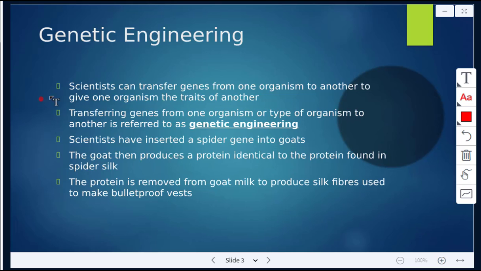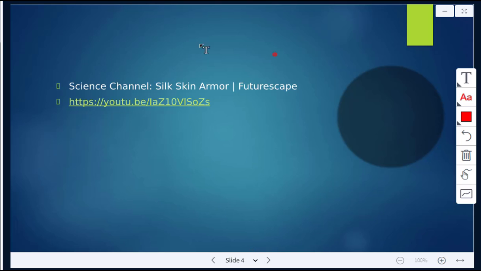All right, so this spider gene is used to make that spider silk from their webs. So there is a little video I have here on that genetic engineering example with the spider silk and the goat's milk.